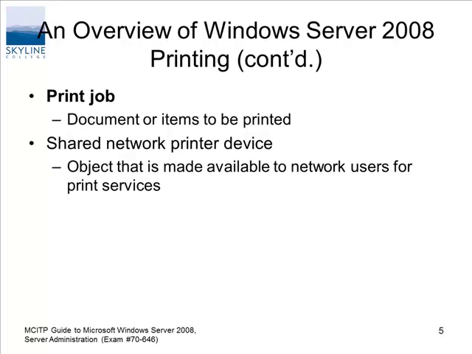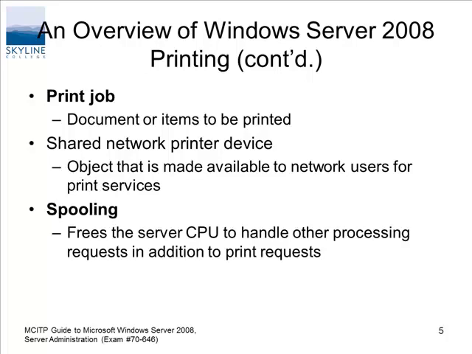Print job, the document or items to be printed. Shared network print device is made available to the network users for print services, and we share it the way we share everything else. You can right-click on it, go into properties, share it. The default share is print to everyone, and everyone is everyone on your network. That doesn't mean that somebody without the authority, without a user account, password, and those sorts of things can use it. Everyone just means that everyone can see it. You still have to authenticate.